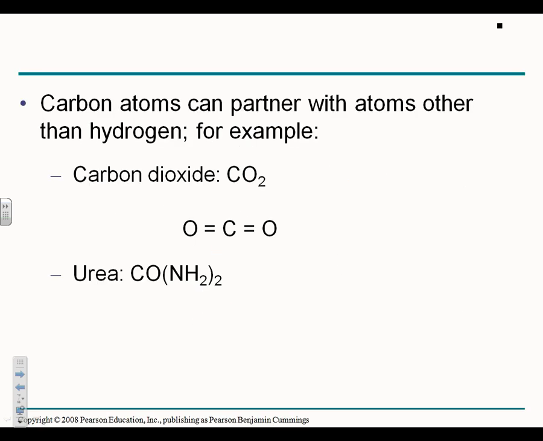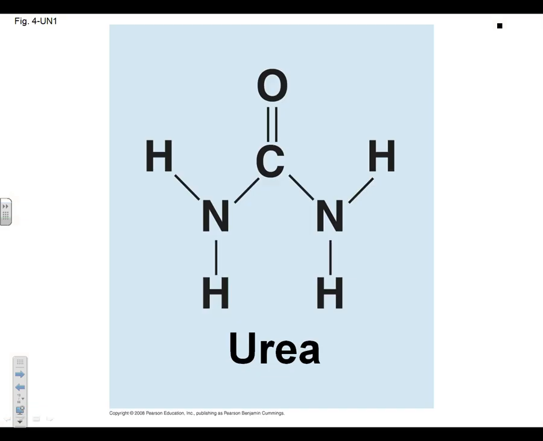Carbon atoms can partner with atoms other than hydrogen. For example, carbon dioxide, urea, and here we see the molecular structure for urea. We've got the central carbon double bonded to the oxygen, and you've got NH2 on this side, and you have NH2 on this side, which is considered an amino group.